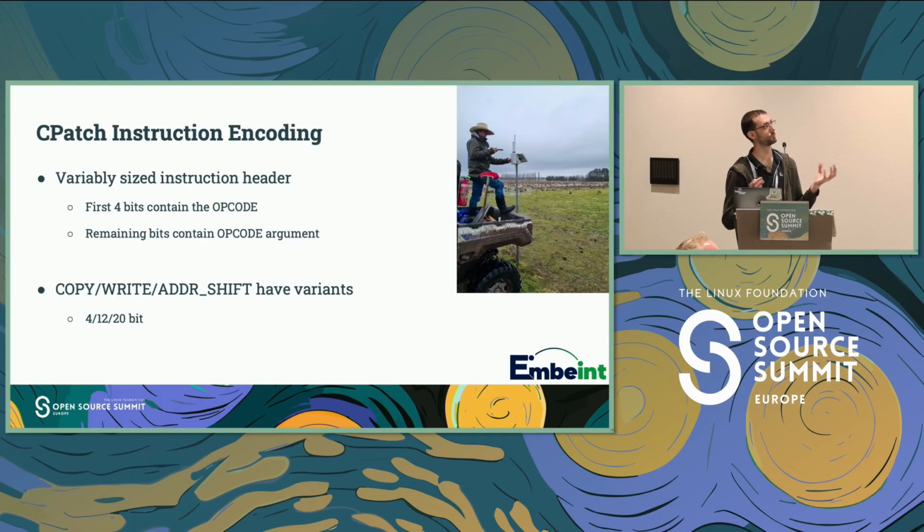Actually encoding this into binary, we've sort of got this variably sized instruction header where the first 4 bits are an opcode, and then you've got some arguments for that opcode, and then things are a bit packed just to try and encode as much information as possible into various instructions. And you've got different variants based on how much data you're copying or writing or shifting the address by to try and save the bytes as much as possible.